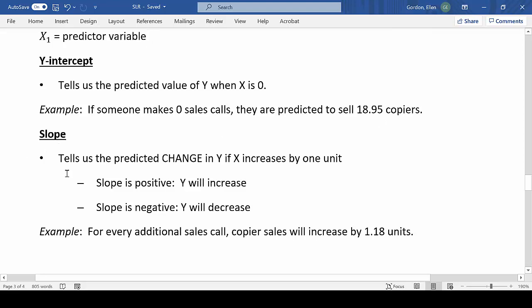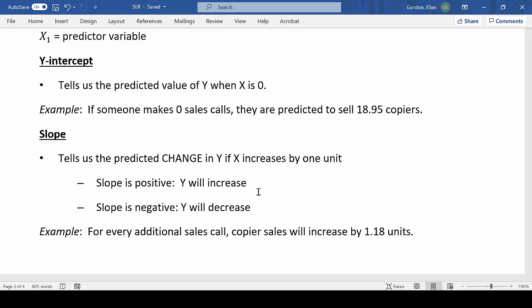The slope tells us the predicted change in y if x increases by 1 unit. If our slope is positive, that means y is going to increase. So an increase in x is going to predict an increase in y. If the slope is negative, then y is predicted to decrease. So if x increases by 1 unit, y is predicted to decrease.